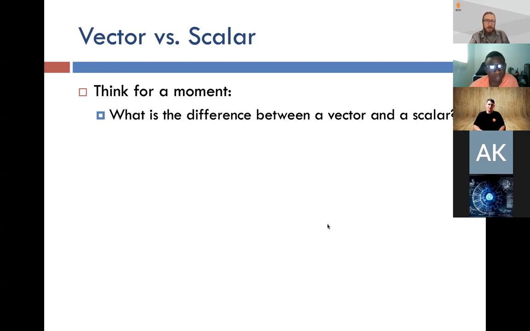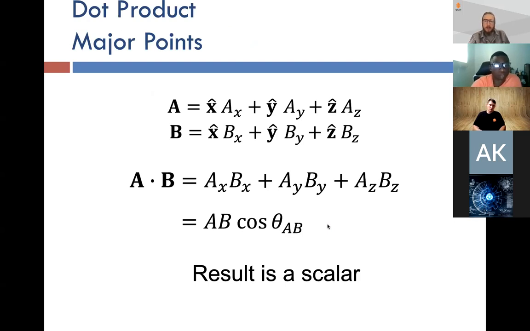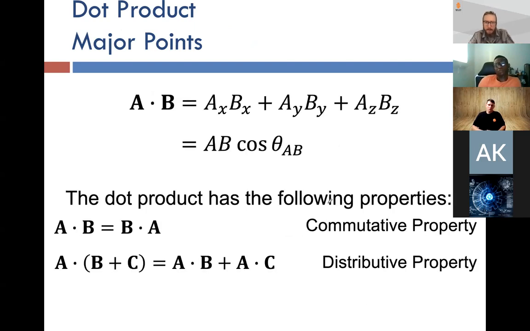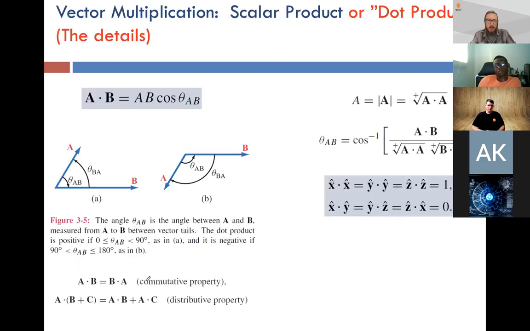Okay. All right. Then we have the dot product as well, which is a scalar product. Sometimes you hear this called scalar product or inner product, but this is an operation on vectors that results in a scalar. And the dot product has the commutative and distributive properties. So the dot product follows these rules when you are using it.